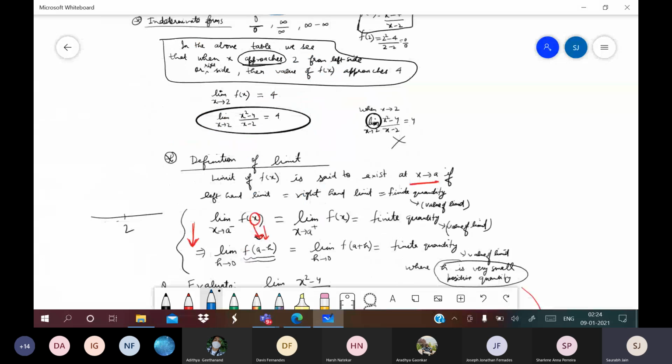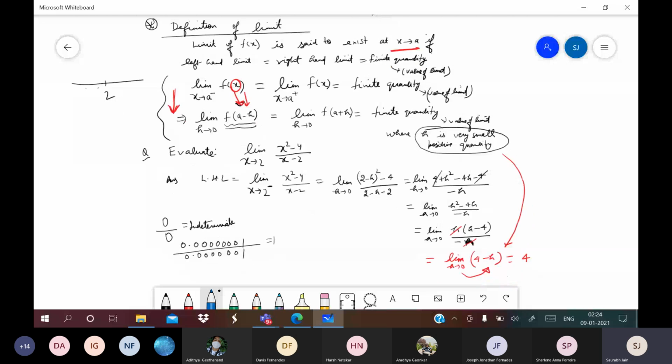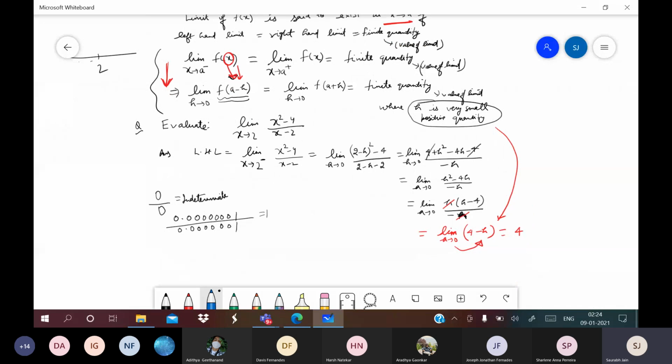Now again, it is not over, because we cannot jump to the conclusion that the limit is 4. We need to find the other limit also. Other limit means RHL. Now we find RHL. RHL means limit x tends to 2 plus. This is x square. Again, write down the function.